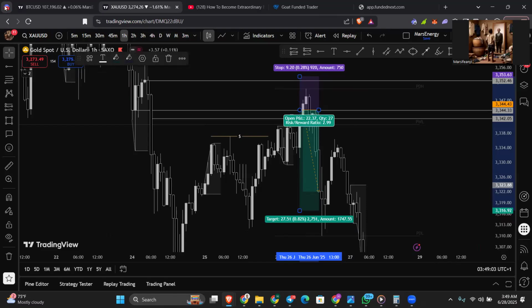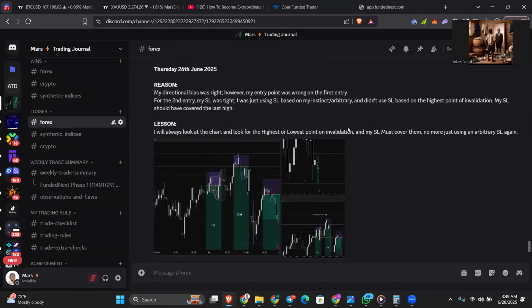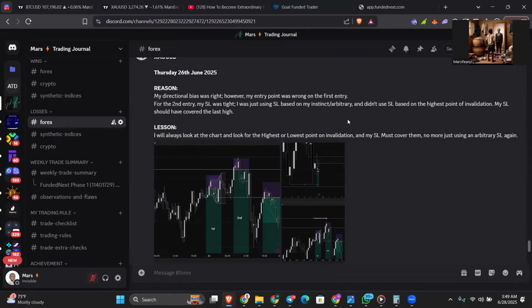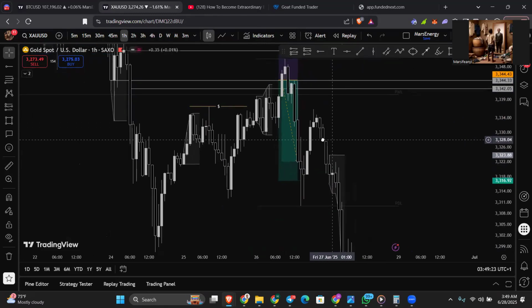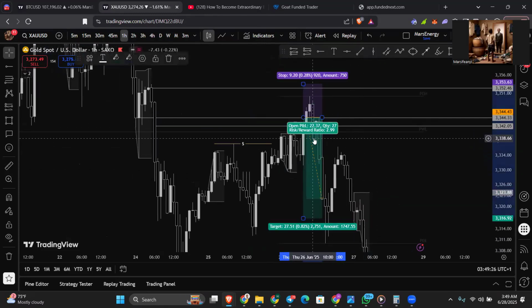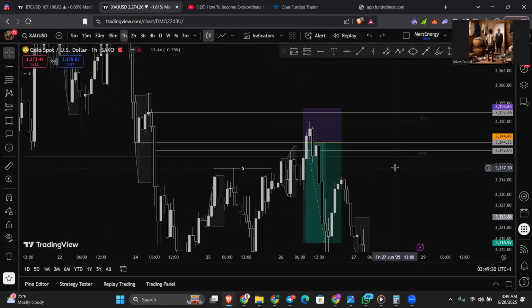So the second entry, I think I have it here. The second entry hit SL as well. So it's now the third entry that went well. After that, I just know that why I had that loss is because I was using an arbitrary stop loss based on my instinct without paying attention to cover the highest point of invalidation. So this is the second entry I had that hit SL on Thursday.